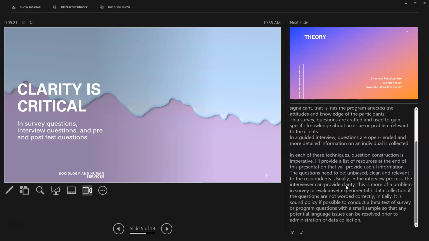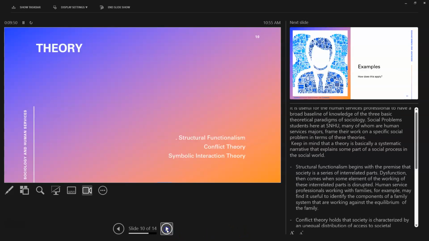Usually in the interview process, the interviewer can provide clarity. This is more of a problem in survey or evaluative or quasi-experimental data collection if the questions are not worded correctly at the onset of the project. It is sound policy, if possible, to conduct a beta test of survey or program questions with a small sample so that any potential language issues can be resolved prior to administration of data collection.